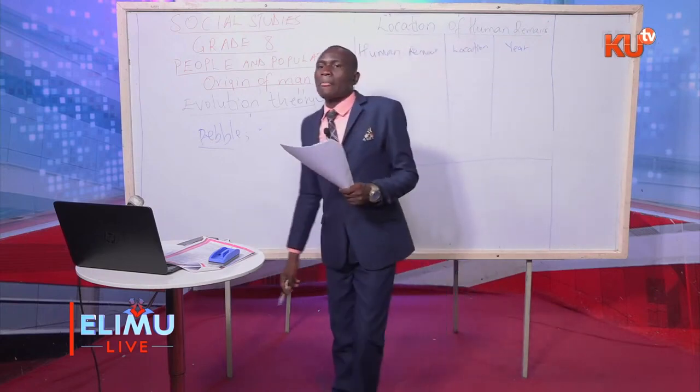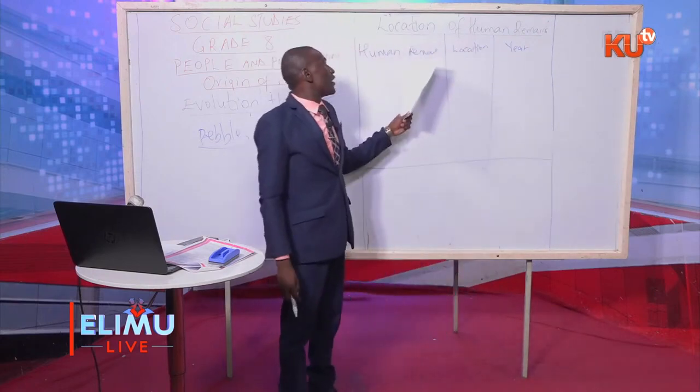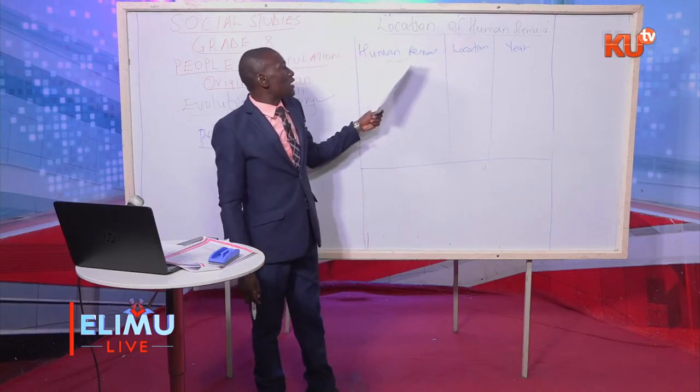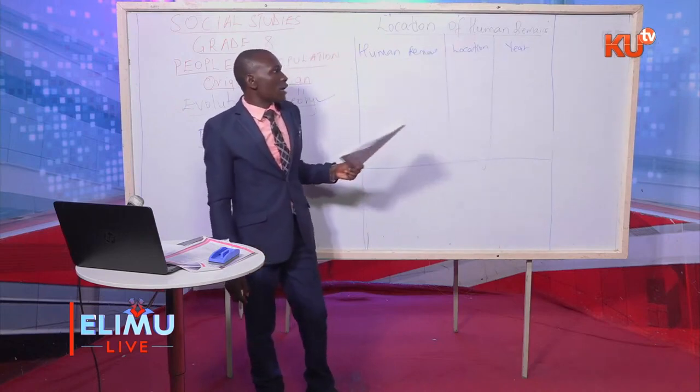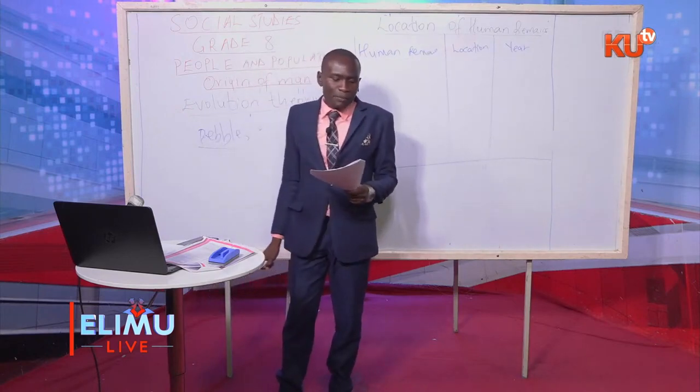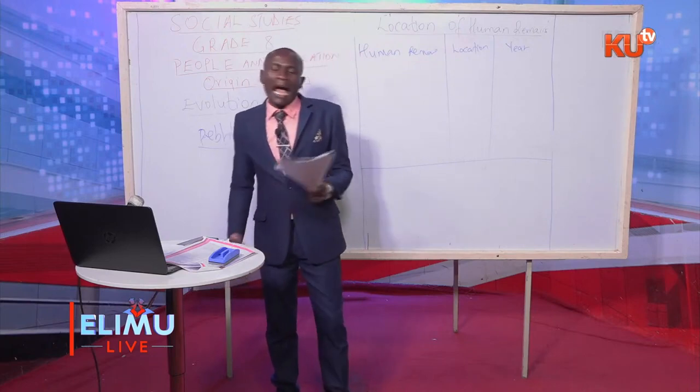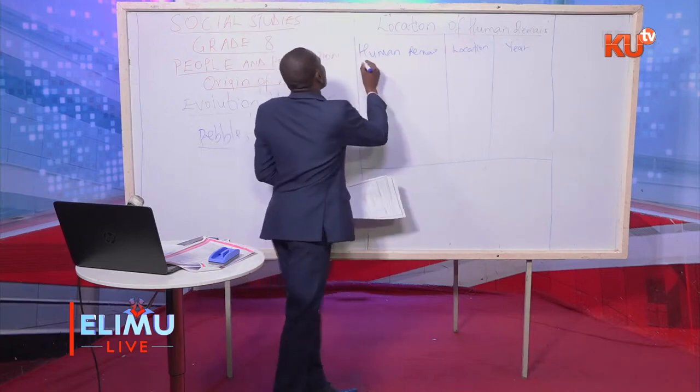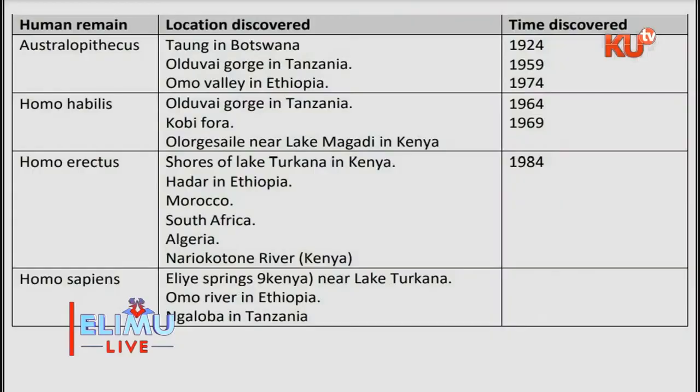It is very, very important for you as a student to note the origin and the areas where these fossils were discovered. We will start with the first one, Australopithecus. Australopithecus is the first one from the screen, as you can see.